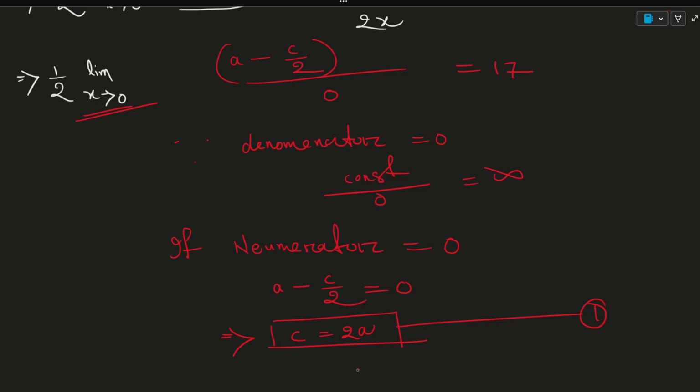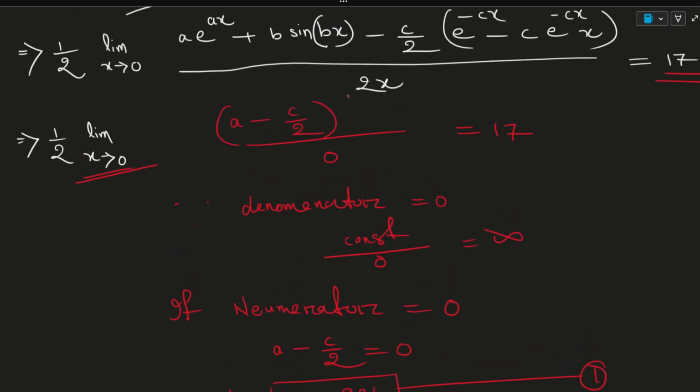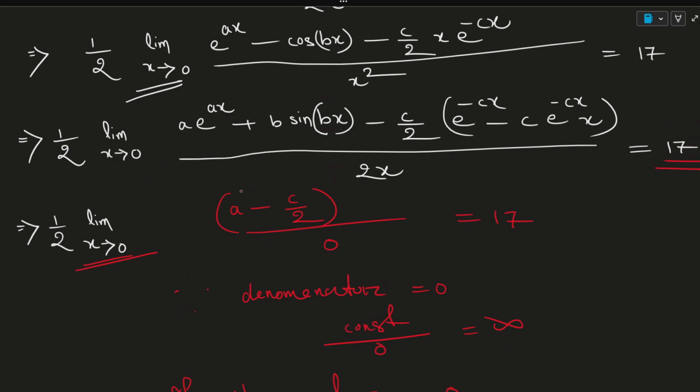If a minus c by 2 will be a non-zero value or a constant, then the denominator is clearly 0 when x tends to 0. Then the answer will be what?